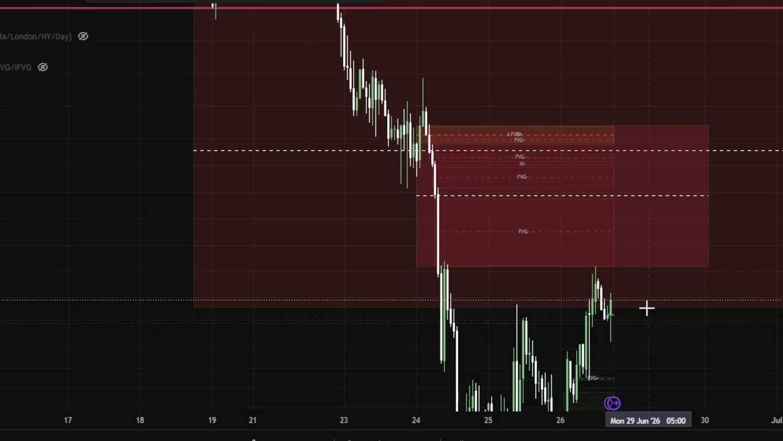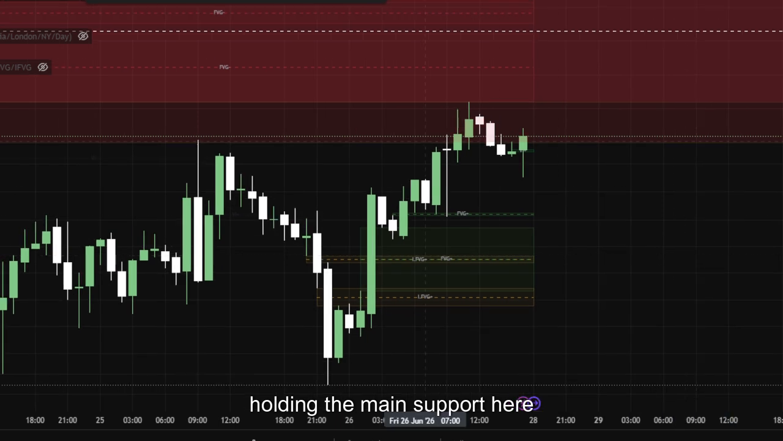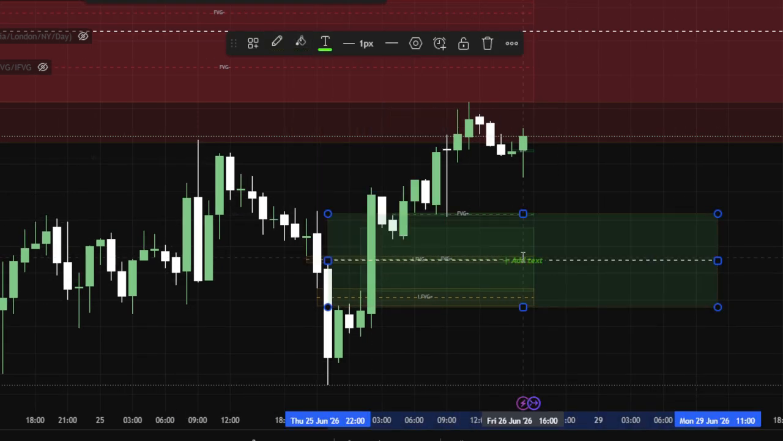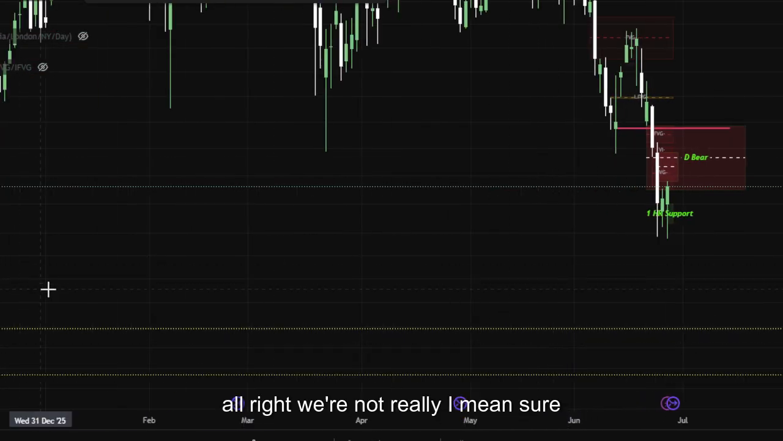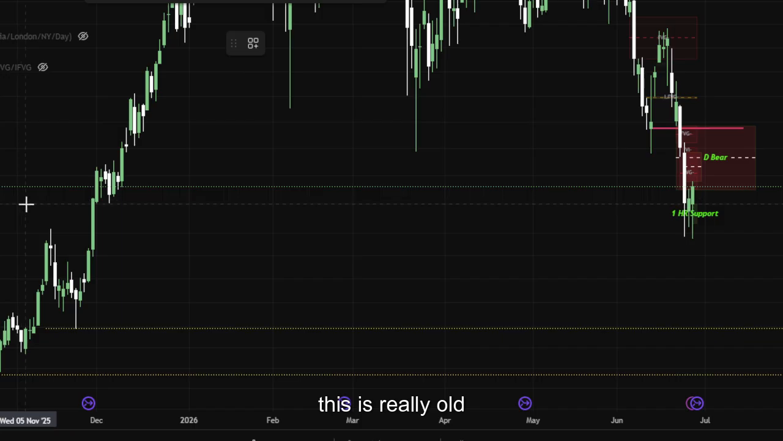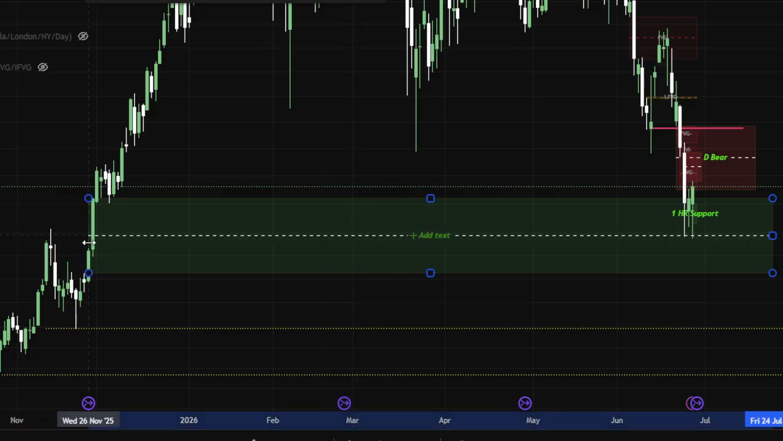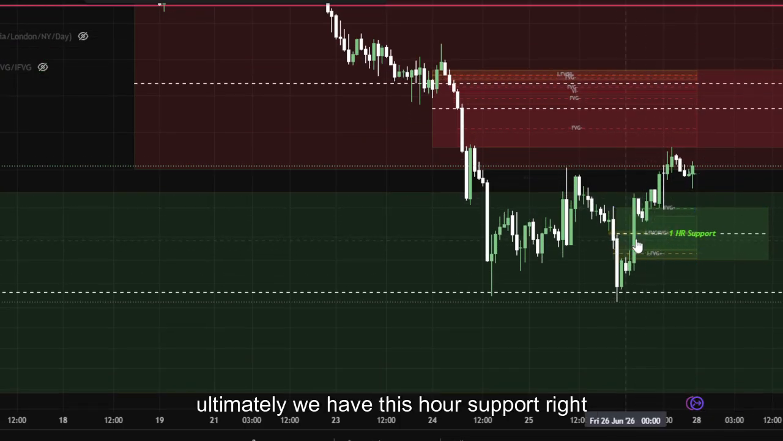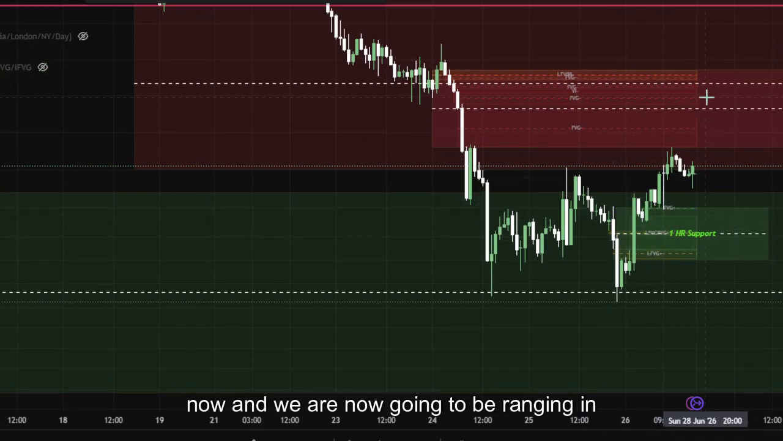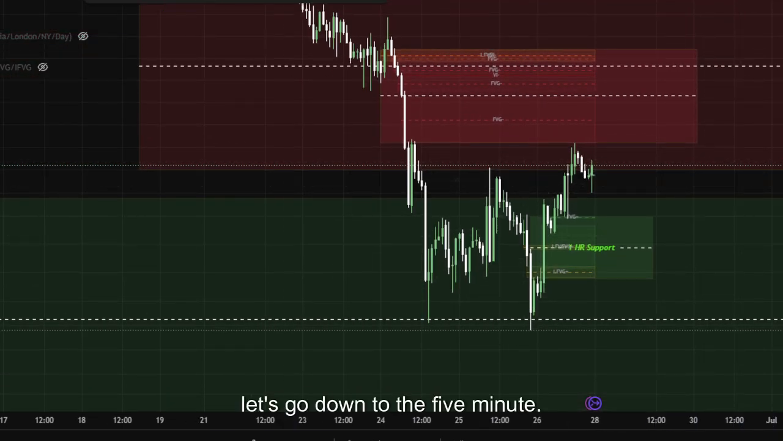Okay, so now we're on the hourly. Let's go down to the 5-minute. Let's first mark out what is holding the main support here on the hour. And we don't have anything on the daily, because again, on the daily we've just been in a straight downtrend. All right, this is really old, which is fine. It's not the end of the world. It's not that we can't use it. It just becomes less important the older it gets. So that's daily support, but ultimately we have this hour support right now, and we are now going to be ranging in between these two. So let's go down to the 5-minute.